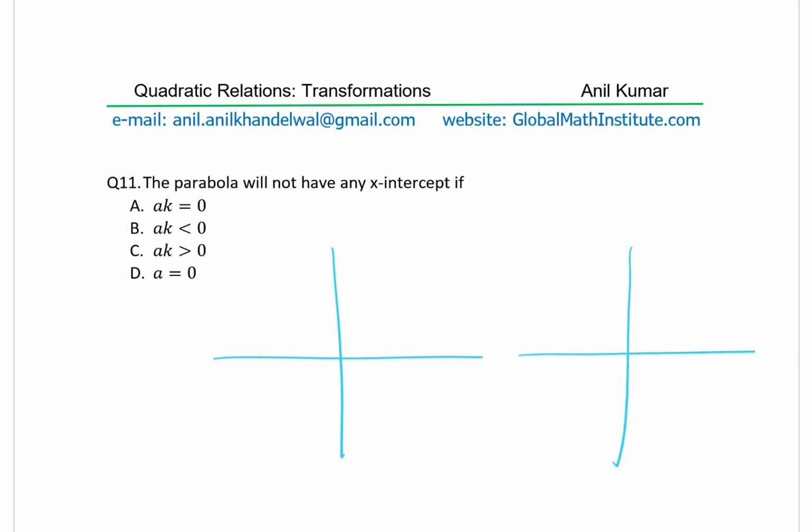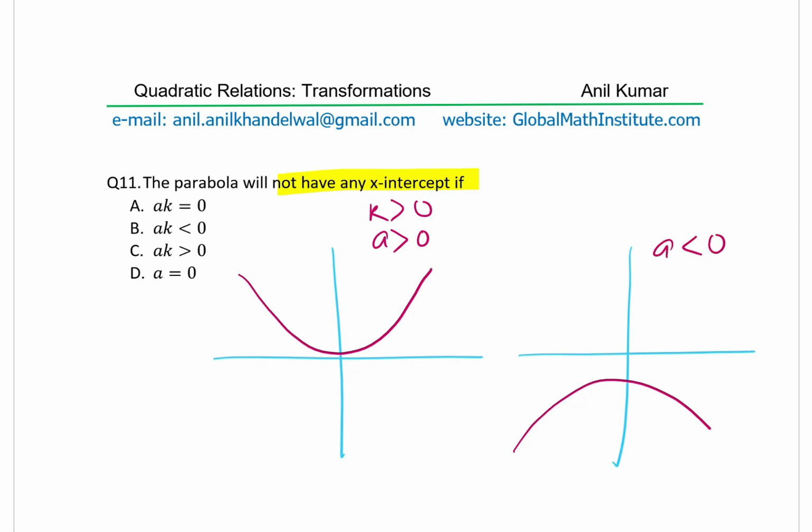Now, the condition for us is that it will not have any x-intercept. That means that the graph could be either always upwards or downwards without crossing the x-axis. This will happen if a is greater than 0 and k is also greater than 0. That will happen if a is less than 0 and k is also less than 0. Here we have both positive and here we have both negative. Means their product is positive. So that is the right option. Is that clear to you?